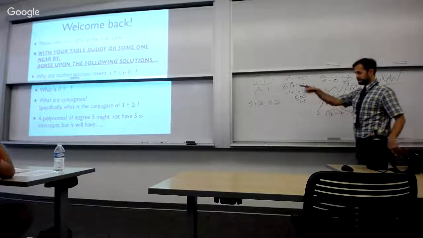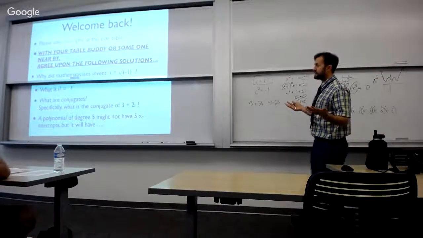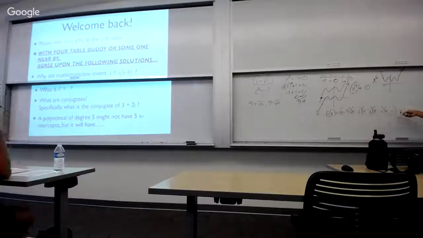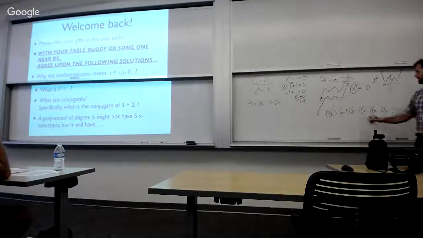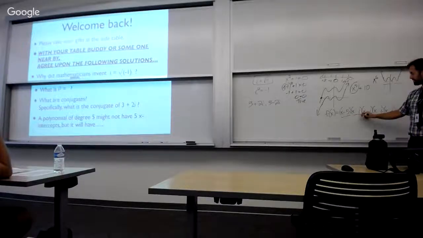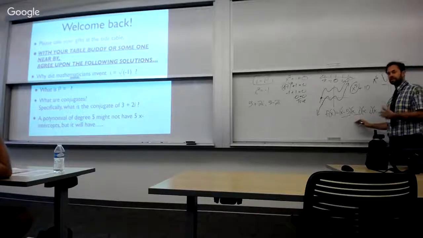So the answer to the question is, a polynomial of degree 5 might not have 5 x-intercepts, but it will have 5 factors, some of which could be imaginary. So again, if it's a real number factor, it's an x-intercept. If it's an imaginary factor, it's not an x-intercept. But it's nevertheless a number that you can plug into the equation to make it true.